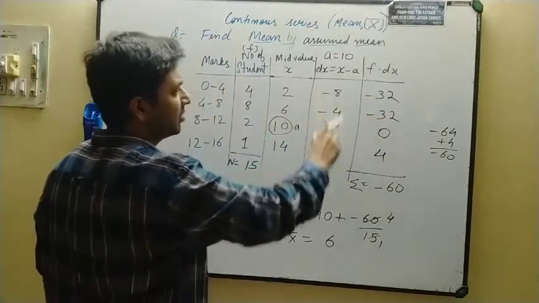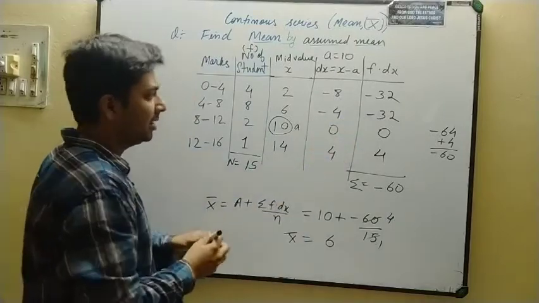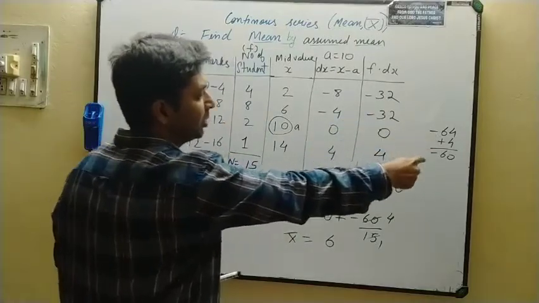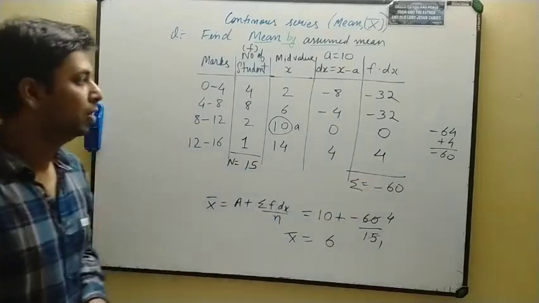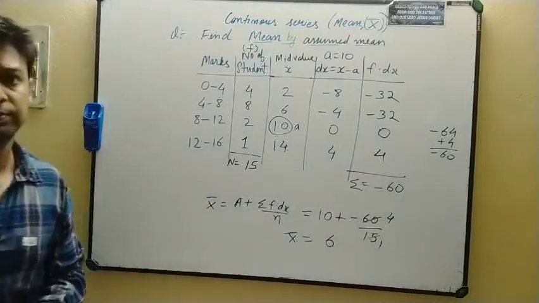F into dx, we will multiply by the deviation. Then sum it up. Add the minus values first, then the plus value, and this will be the answer. So just note it down. Thank you.